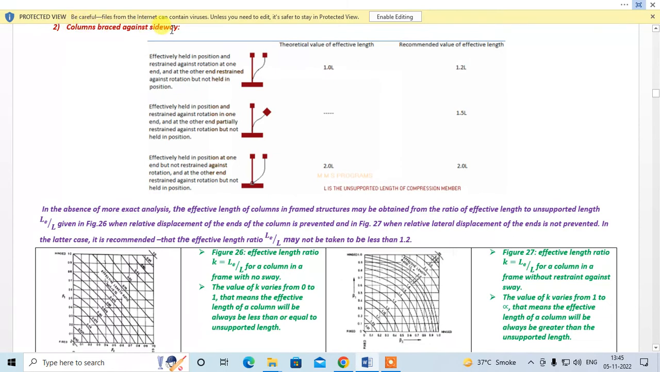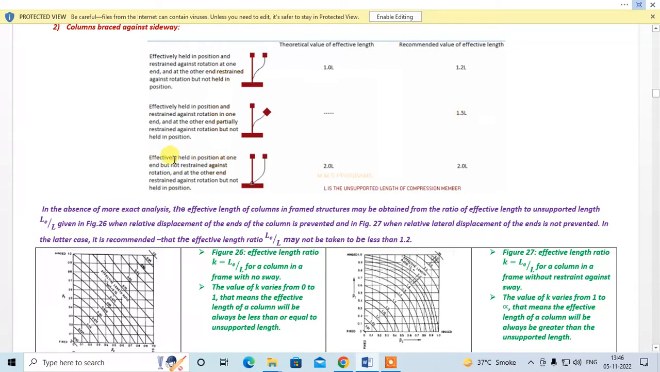Column not braced against side sway. Effectively held in position and restrained against rotation at one end, that is this end, and the other end restrained against rotation but not held in position, that is this end. In this case, the theoretical value is 1L and recommended is 1.2L, right? Effectively held in position and restrained against rotation at one end over here, and the other end partially restrained against rotation and not held in position. So this is the case over here. Recommended value is 1.5 times L. L is the unsupported length.